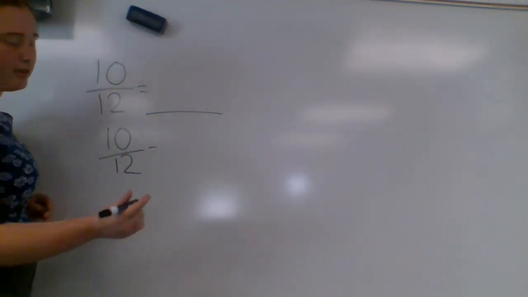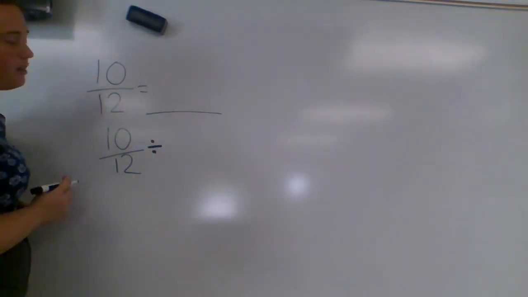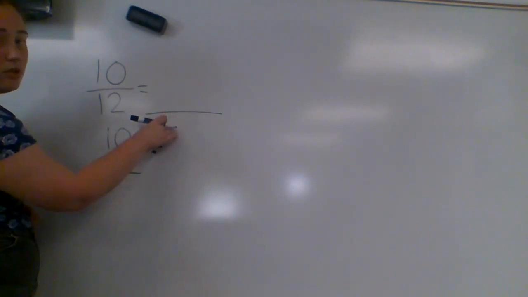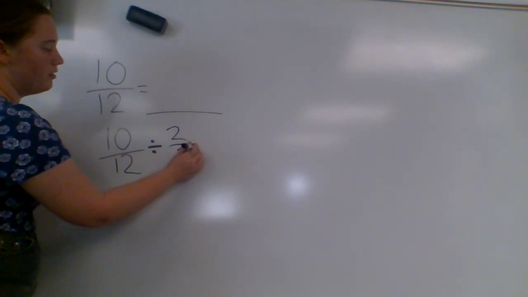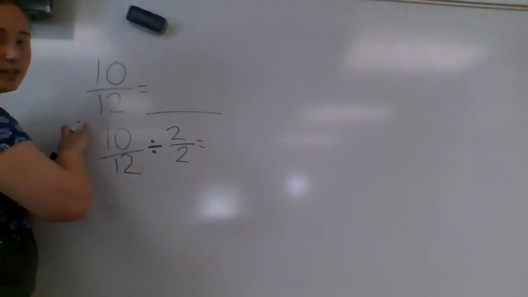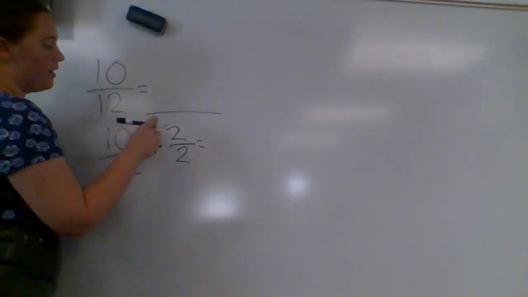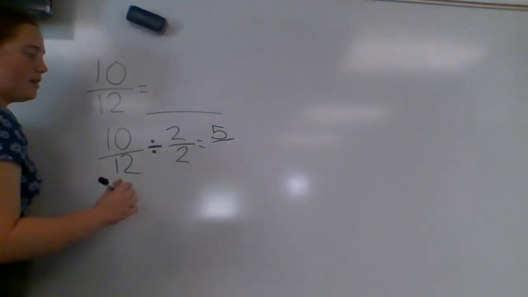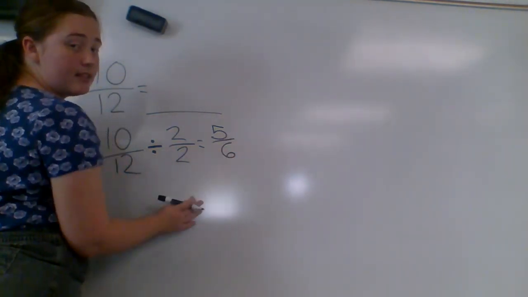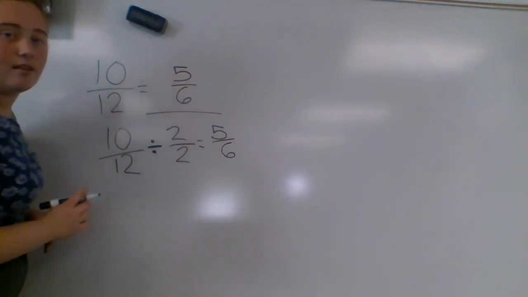10 and 12. We're going to divide, because that's what you do when we reduce. Make sure you can see that division sign. Okay, 10 divided by 12. We're going to do 2 on my top number of my fraction and on my bottom number. So we're going to divide across the top, divide across the bottom. So 10 divided by 2 is 5. 12 divided by 2 is 6. My answer is 5 over 6.